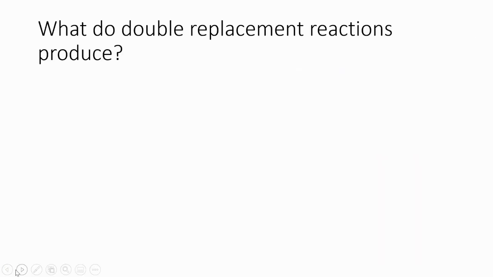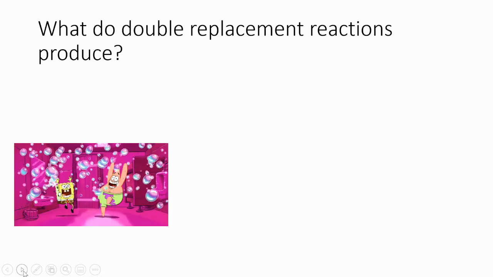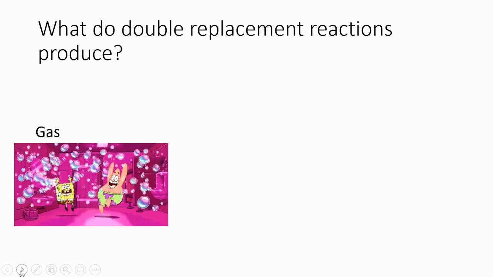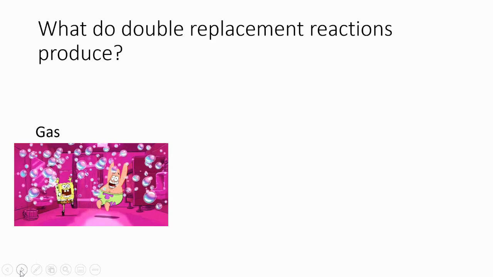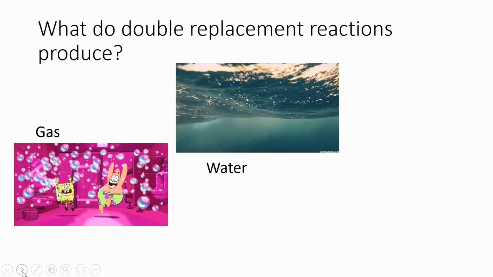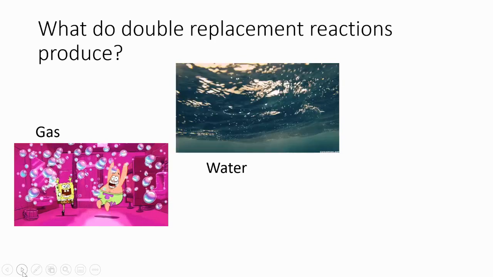Great. So now, what do double replacement reactions produce in general? Before we discuss the specific products, like we did in the example before, in general, a double replacement reaction is going to form one of three types of products. So it's either going to form a gas, okay, not exactly what you see here, but you know what I mean, and hopefully the visual will help you remember. Or it's going to form water, and that happens when we do acids and bases. So I'm not really going to talk about that too much right now.